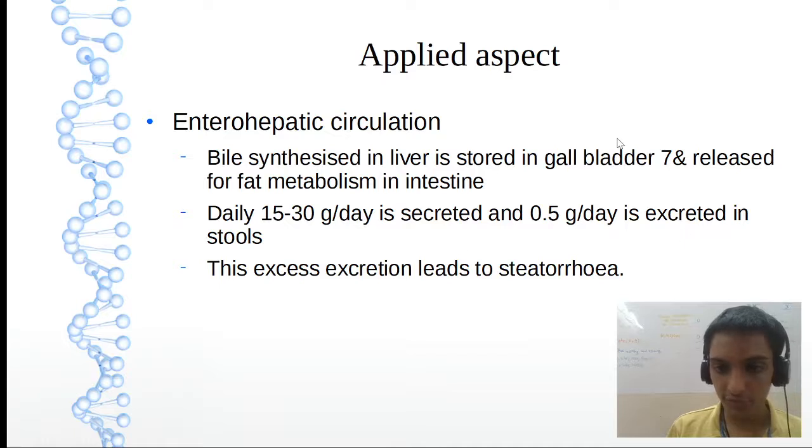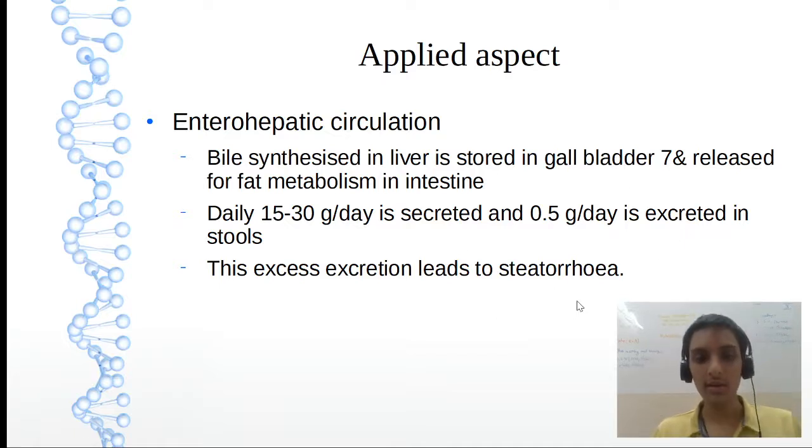And excess excretion leads to steatorrhea. Steatorrhea means fatty stools.